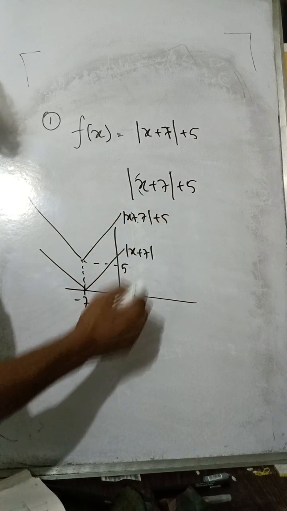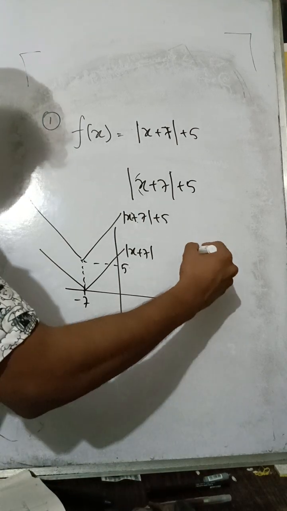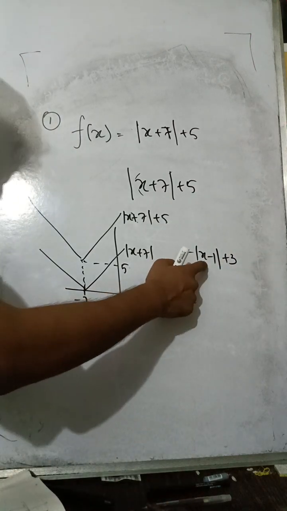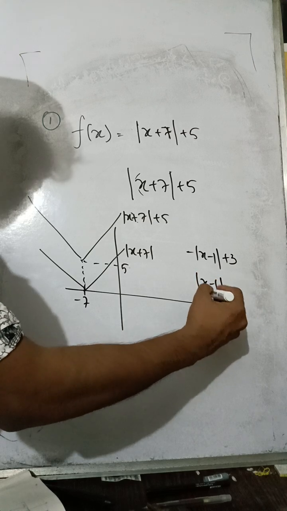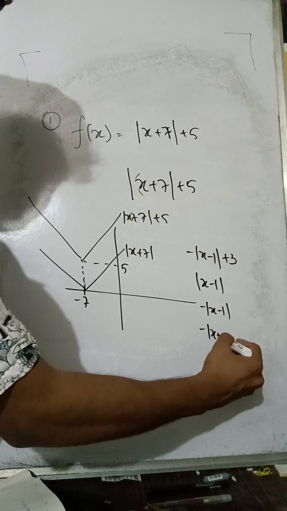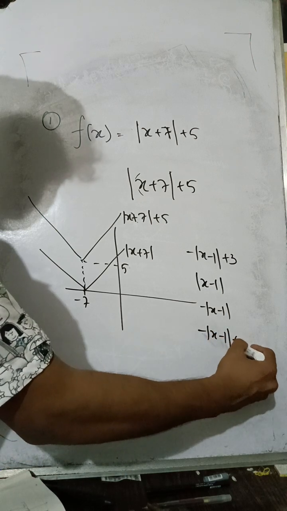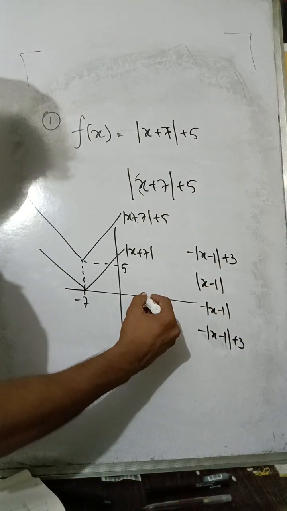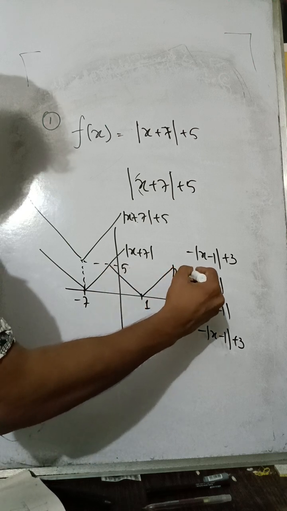Very simple. Okay. Suppose you have to do something like minus modulus of x minus 1, plus 3. Something like this. So first of all, draw this, x minus 1 mod. Then you draw minus this. Then you simply add 3. Okay. So first of all, draw this. This will be on the right hand side by 1. So this curve is basically modulus of x minus 1.